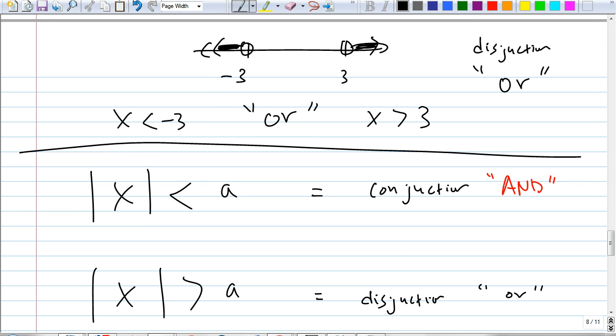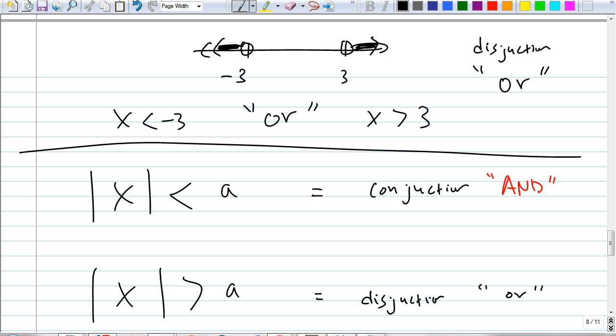When you have a greater, so when the absolute value, so write this down. When the absolute value of some number like a is less than, you get conjunction, and you get the word and. When the absolute value of x is greater than some number, then you get the disjunction. This is always true, okay? Write this down. This is very important.